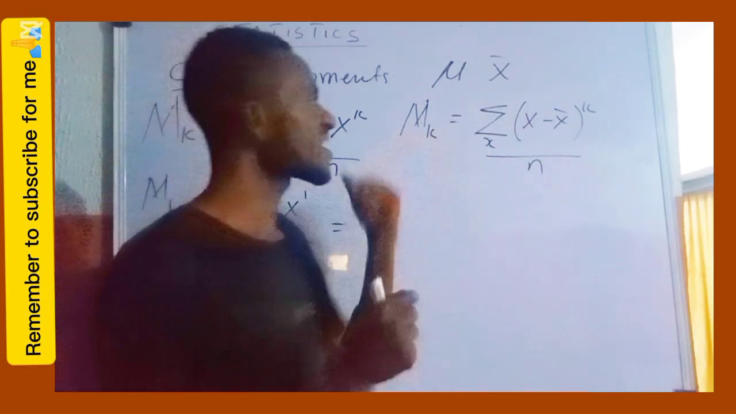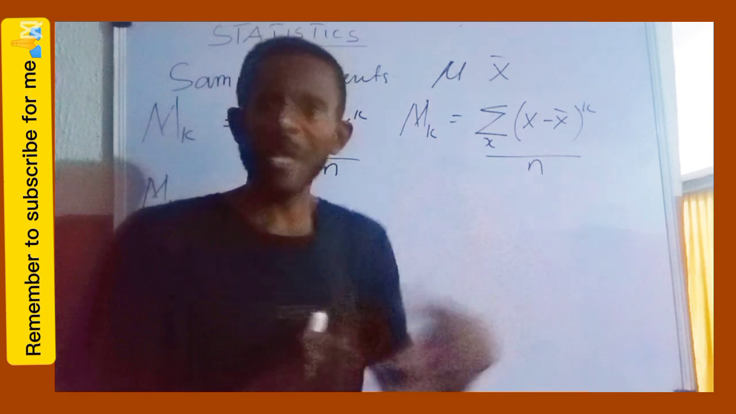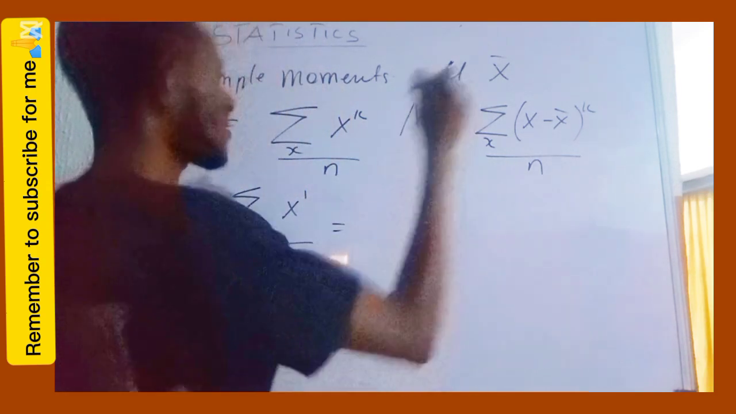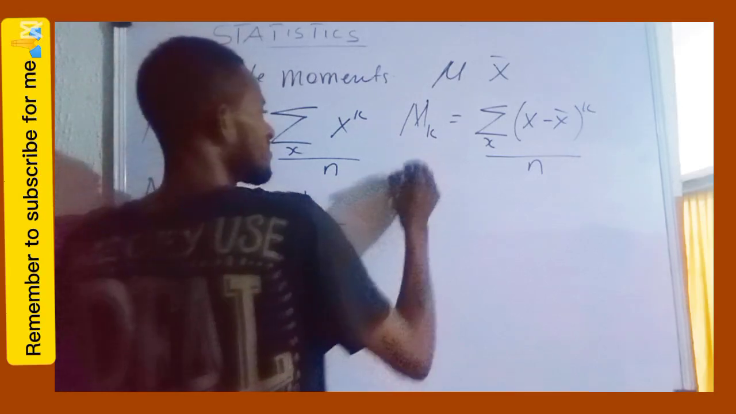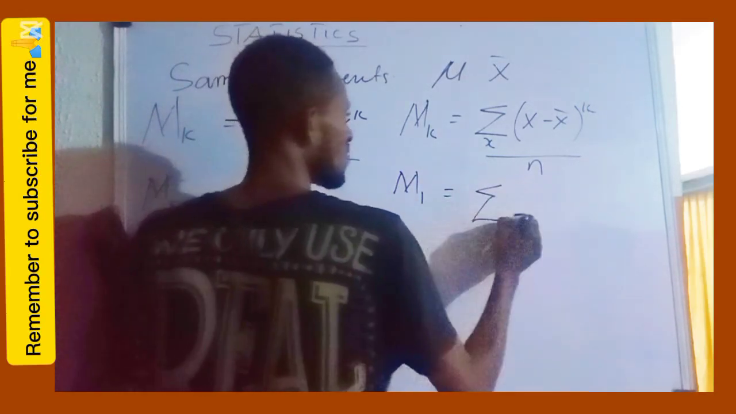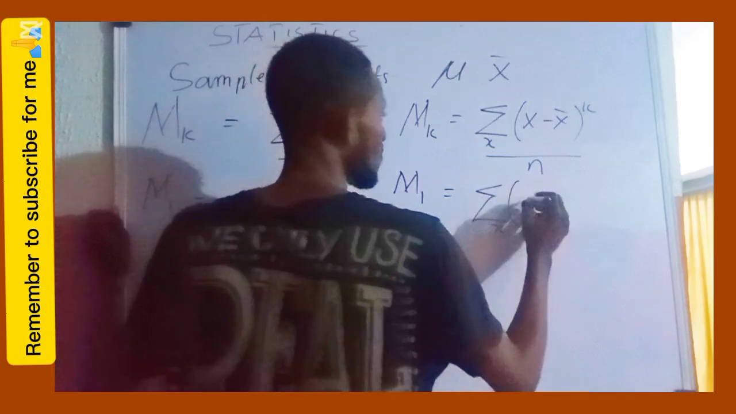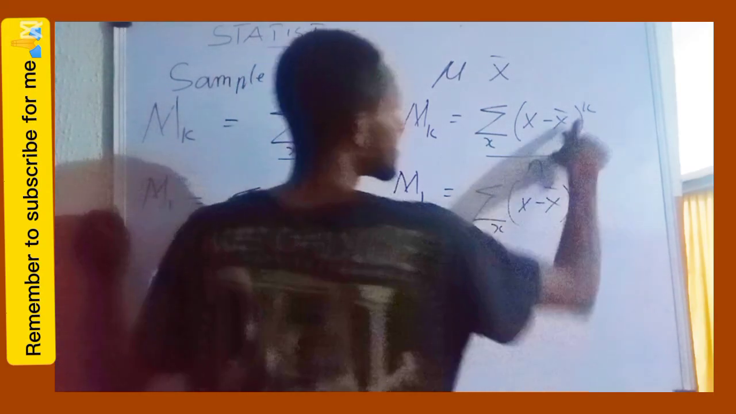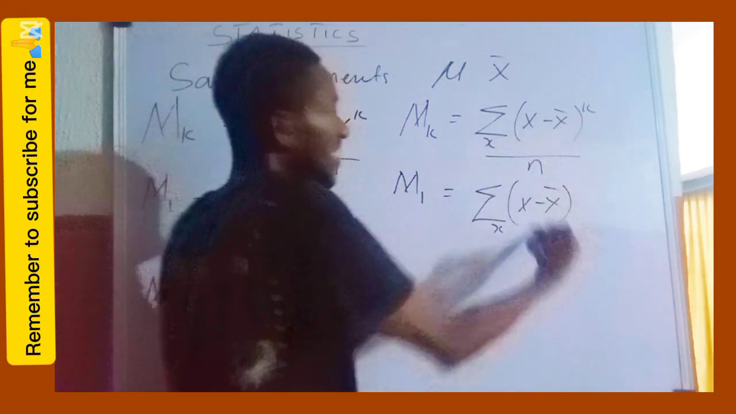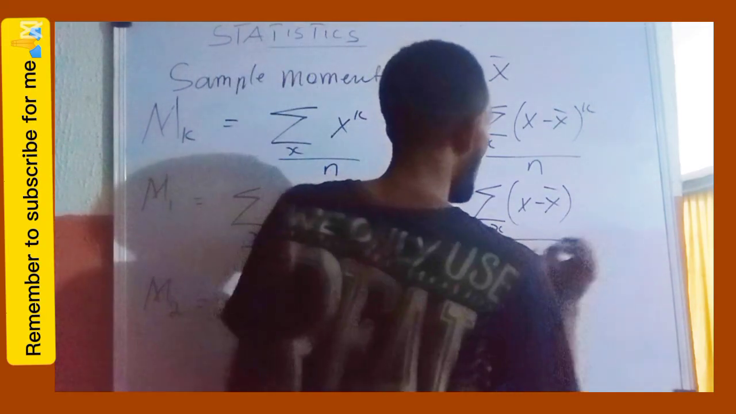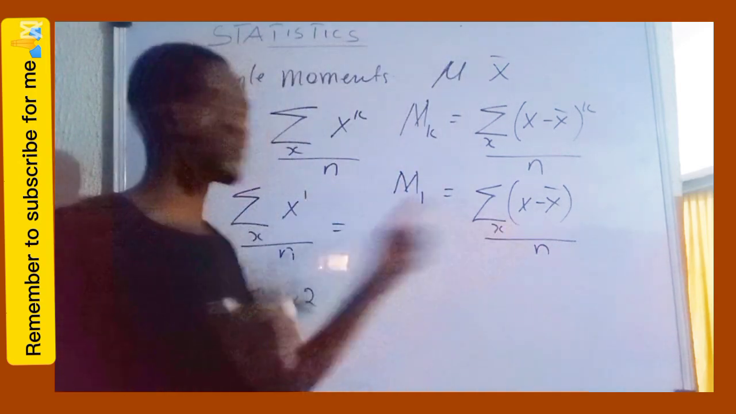What happens when k becomes 1? What happens when k becomes 2? Let us look and see. When k becomes 1, what we are going to have becomes what? M subscript 1 is given as the sum over the range of x minus x bar. It's needless writing 1 here because anything raised to power 1 returns itself. So I will now have all over n. This is what I have.